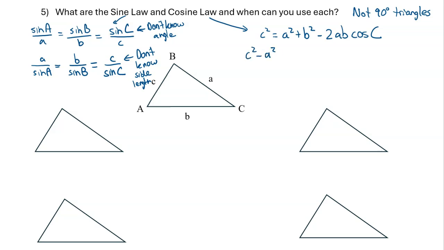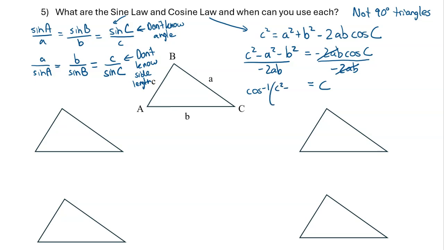Now we can rearrange that equation if we were trying to solve for the angle C. It would become c squared. We subtract a squared and b squared from both sides. So we get c squared minus a squared minus b squared. And then we divide by the negative 2ab in front of the cos C. That would cancel out. And then we just take cos inverse of everything that's left on the left side. And so you get cos inverse of c squared minus a squared minus b squared over negative 2ab.